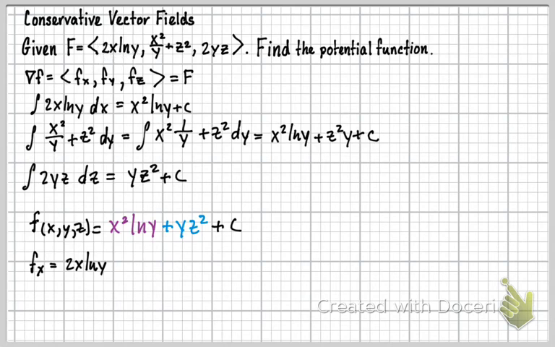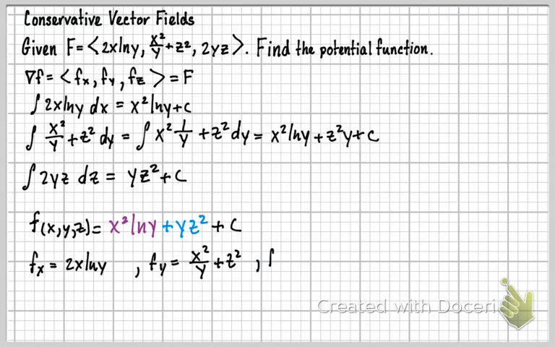Okay, now let's look at fy. The derivative of ln y in the first piece is 1 over y, so it's x squared over y. And for the second piece, I'm just going to get plus z squared. If I look at my fy, which is here, and I look at what it goes to there, it gives me exactly that piece.